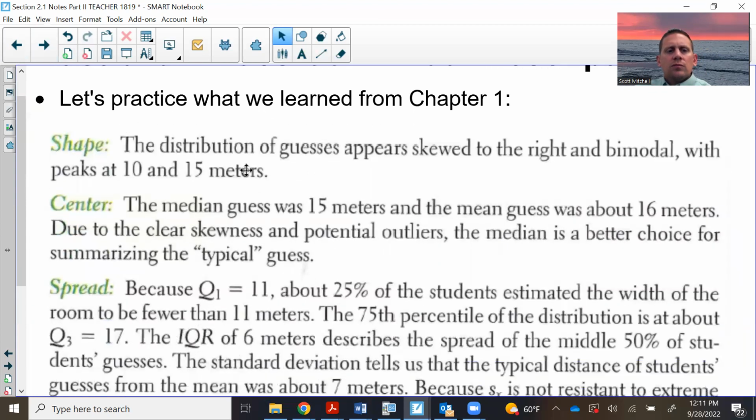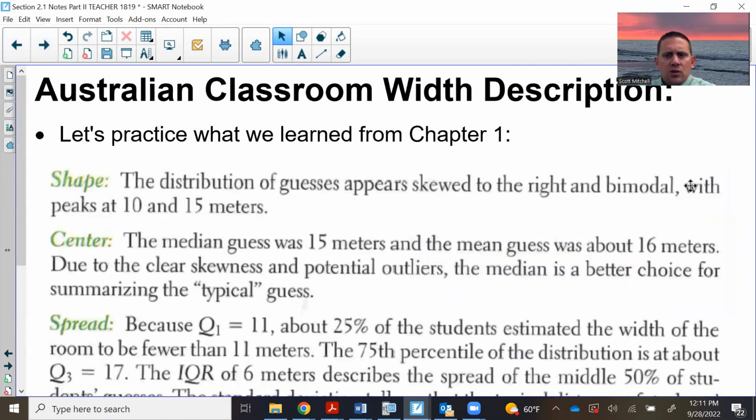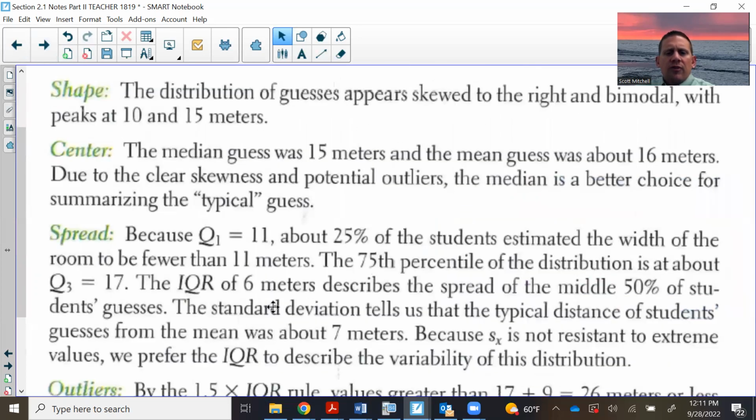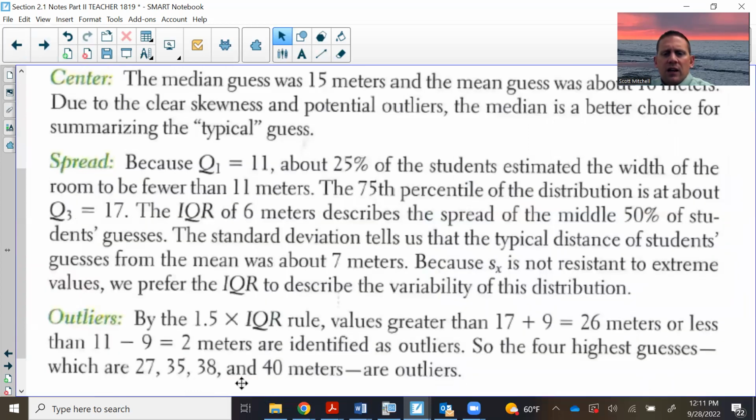So if we look at the distribution, just the regular distribution, looks like it's skewed to the right. Looks like it's got a peak around 15. It looks like that's right about where the center is too. So shape, it's skewed to the right. It's bimodal. It does have 2 peaks. Center, median guess is about 15. The mean was about 16. If you do all the calculations, there's definitely some skewness, so the mean's going to get pulled that way. Spread, we would want to find our IQR and check to see if there's any outliers.